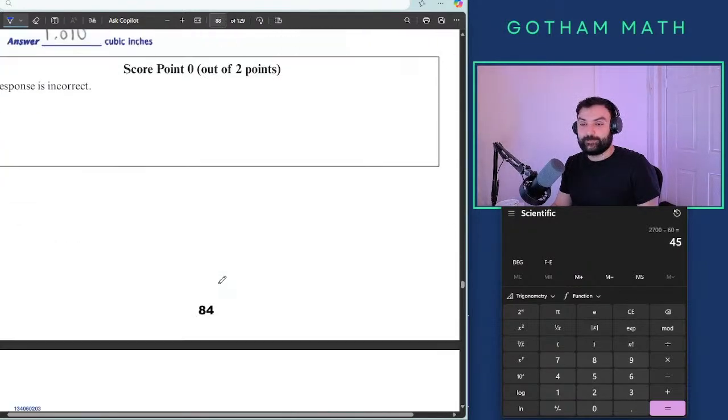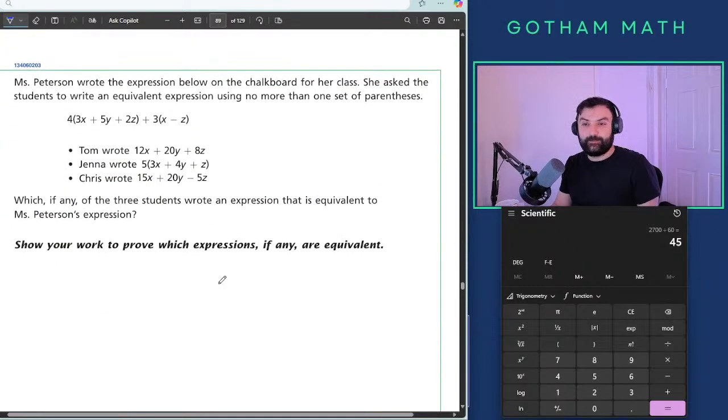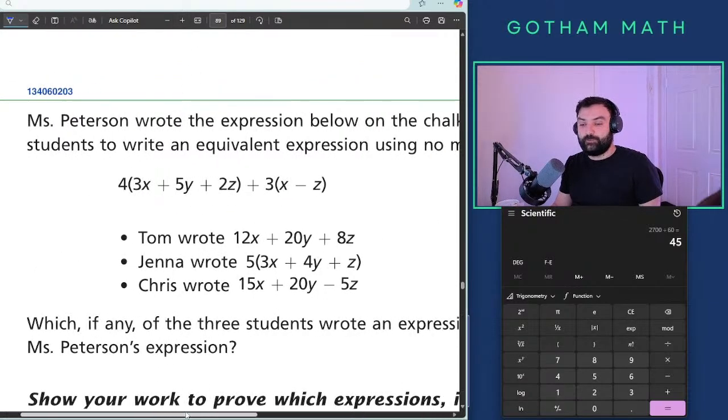Oh yeah, that was the one that I marked. What is that? Algebra? Yeah. Algebra stuff? Yep. So, what do we have to do here?